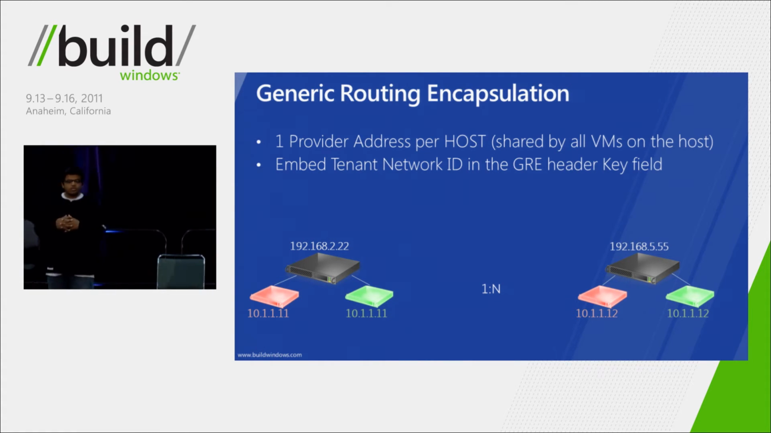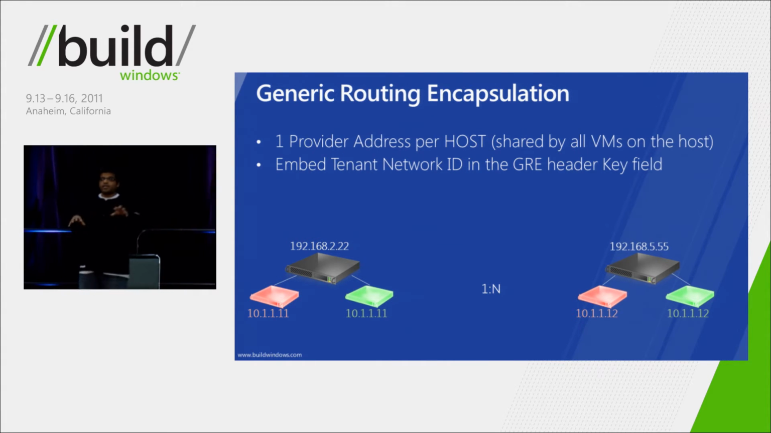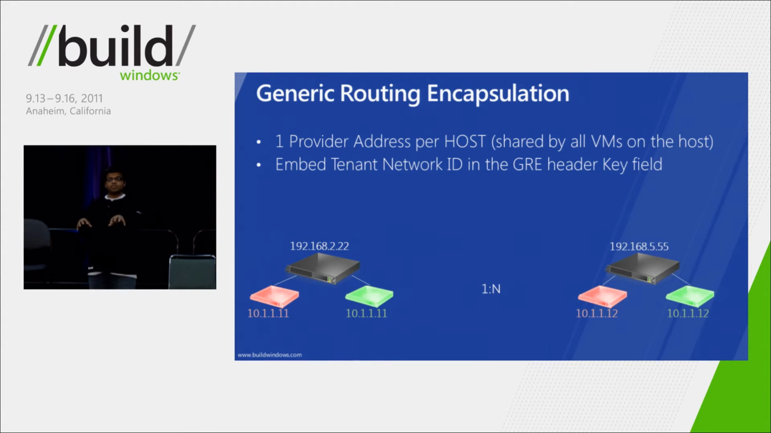What it lets you do is, as Yushin was explaining, there are two concepts to understand here. One is a provider address, and the other one is a customer address. Provider address is actually uniquely routable on the physical network, and customer address is what the tenant brings with him. So you would expect that there is a lot of overlap between the customer address space, but the provider address space is unique for that network.